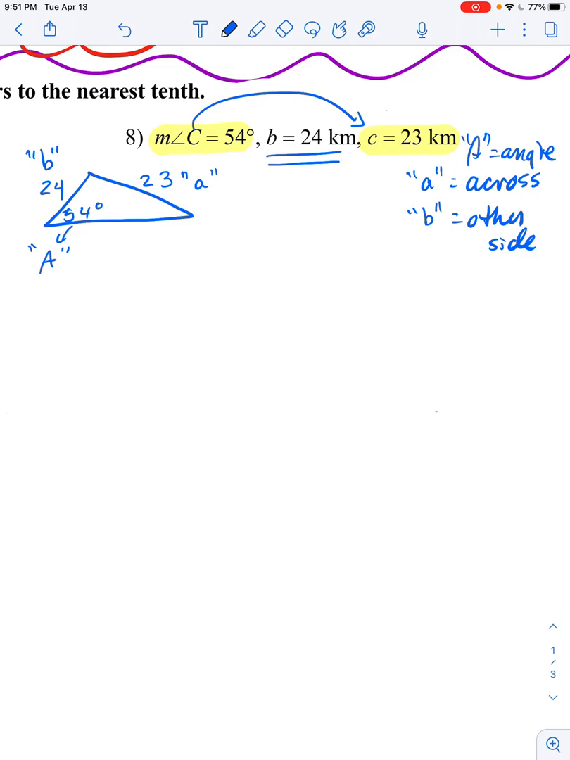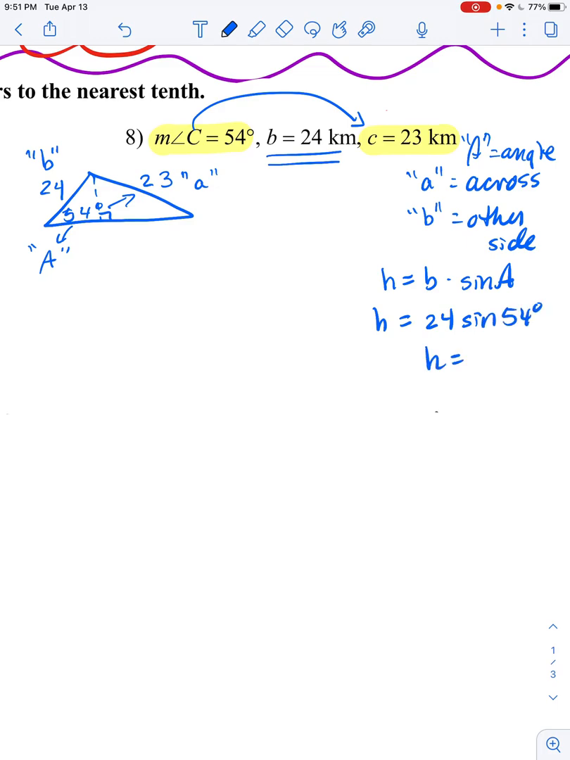All right. So the other thing that I need from my notes is the height. And the height drops down in the middle. I don't really care what it looks like in my triangle. But in my notes, it says to take B sine A. So B is the other side, not the one across from the angle. So I'll need the 24. And then the sine of the angle that was given, which is 54.